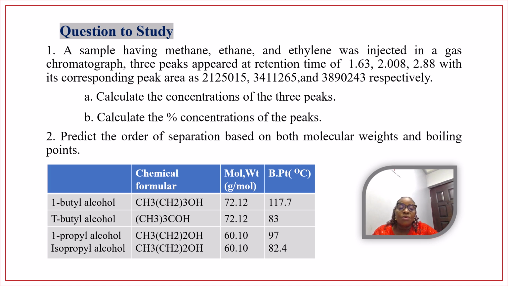Question 2. Predict the order of separation based on both molecular weight and boiling points of the alcohols given to you on that table. You must be able to buttress your points on why you think it should come up in that order. Thank you.